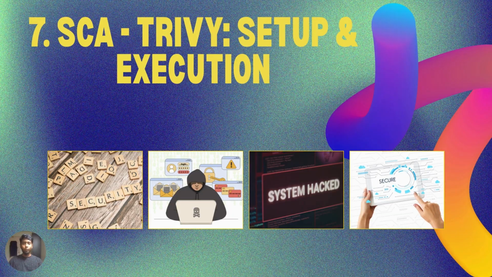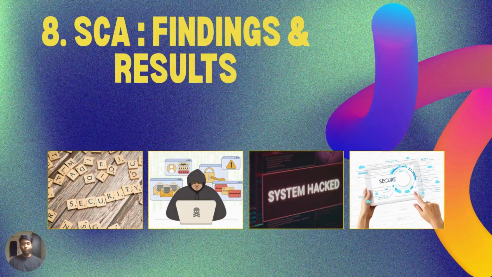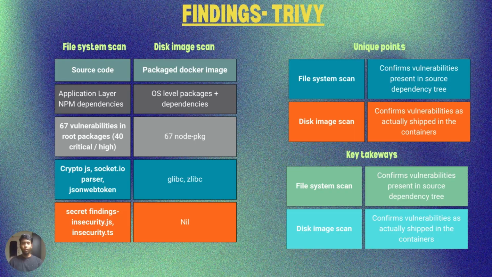Now that we are done with the installation, setup, and scanning the vulnerable files, we'll be going through our findings and results. What we did find after scanning our vulnerable files. So, as previously mentioned during the execution methods, the TPA actually scans two types of files. The one is the file system scan, which scans for dependencies. Another one is image scan, which basically scans for operating system level files.